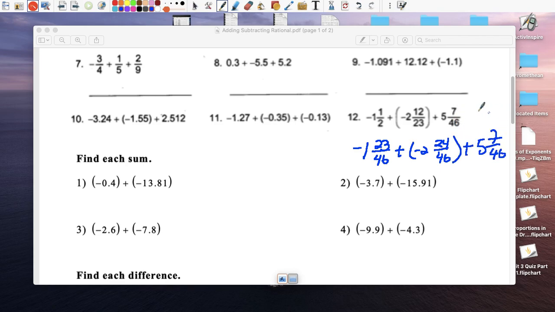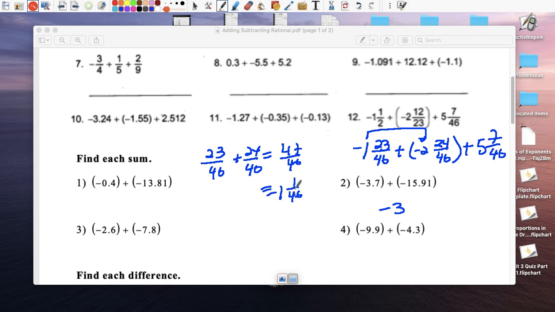So if you leave it like this, now if you add, think about what happens here. If you add the whole numbers, negative 1 and negative 2, you get negative 3. And then if you add 23 over 46 and 24 over 46, you end up getting 47 over 46, which is the same thing as 1 and 1 over 46, negative.